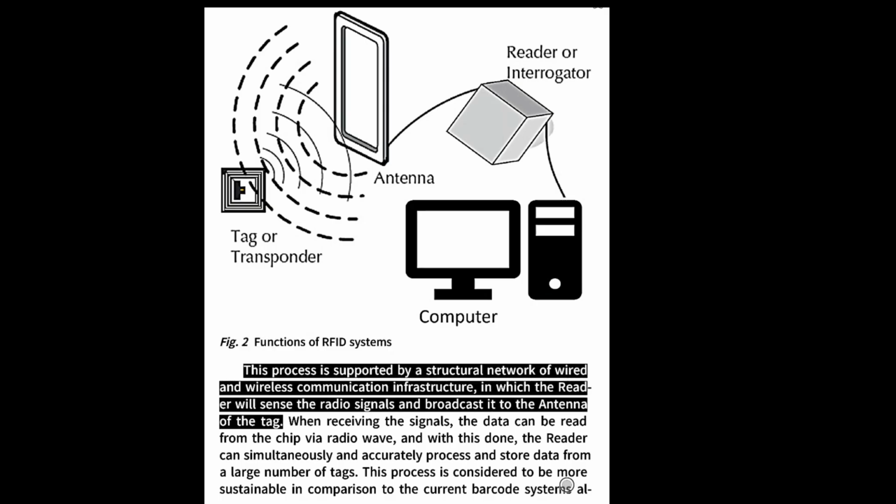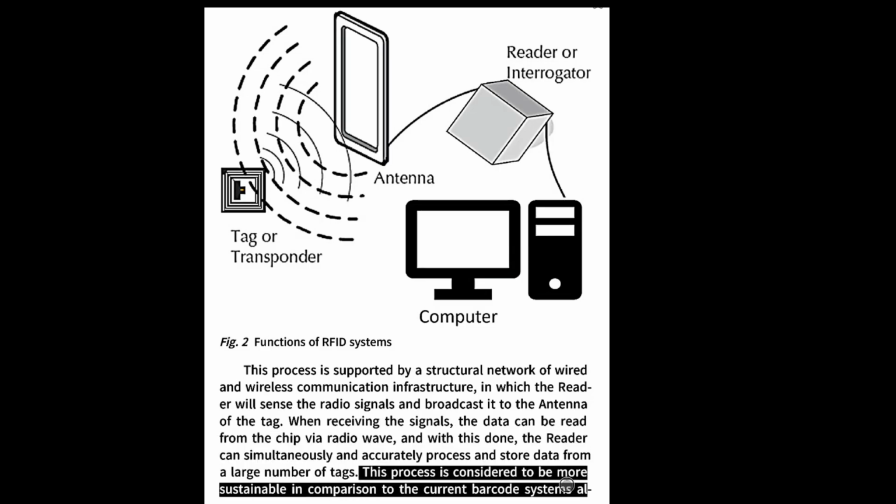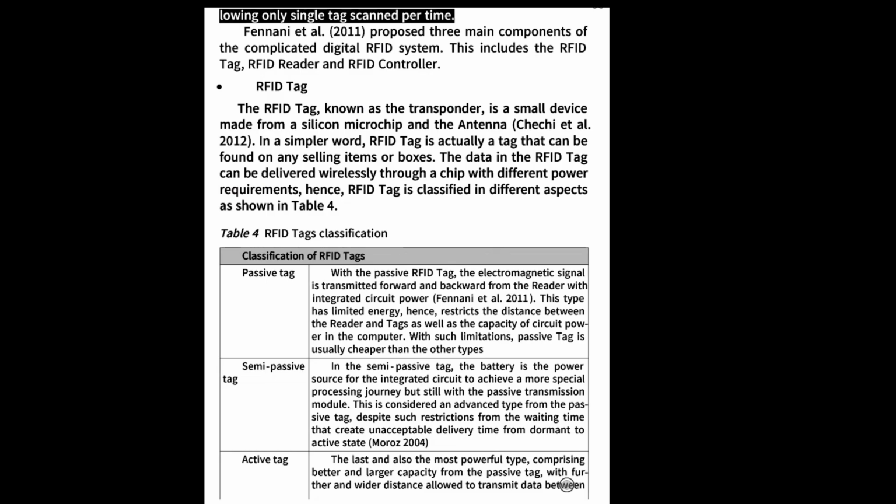This process is supported by a structural network of wired and wireless communication infrastructure, in which the reader will sense the radio signals and broadcast it to the antenna of the tag. When receiving the signals, the data can be read from the chip via radio wave, and with this done, the reader can simultaneously and accurately process and store data from a large number of tags. This process is considered to be more sustainable in comparison to the current barcode systems, allowing only single tags scanned per time. Fenani et al.